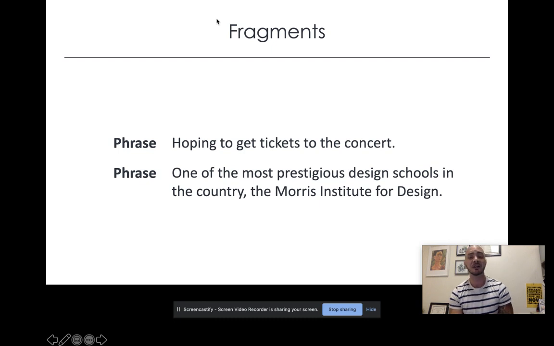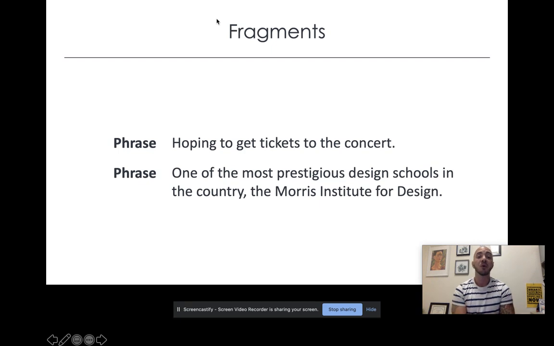Here are some examples that come from your Foundations of English textbook. "Hoping to get tickets to the concert." This is just a phrase. It doesn't tell us who is hoping to get tickets to that concert. Who's hoping to get tickets to that concert?